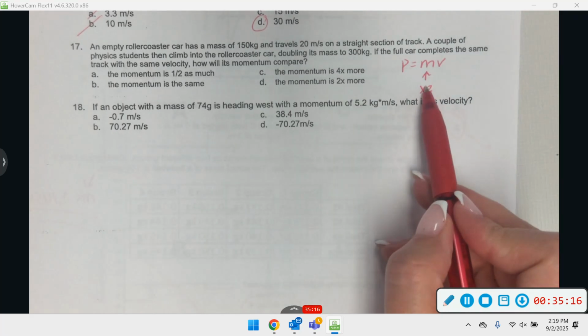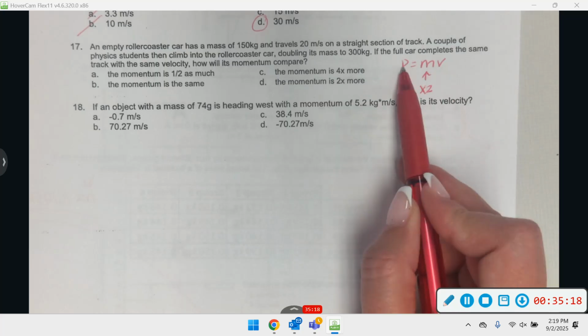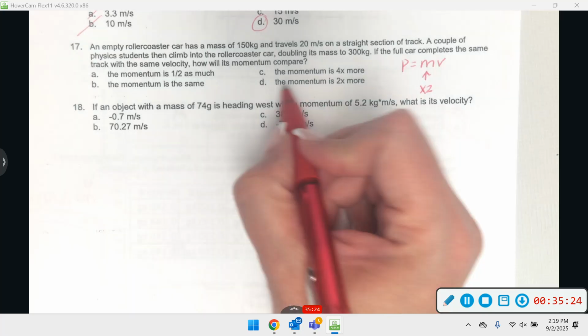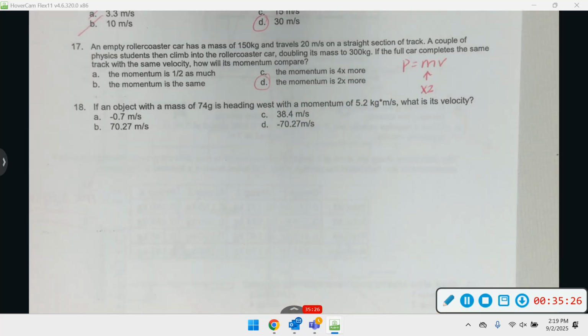If you have twice the mass, but you have the same velocity, your momentum has to be twice as much mathematically, because you're multiplying this side by 2, that side's going to be twice as much also. That's your answer, D. Momentum is 2 times more. Questions about number 17?